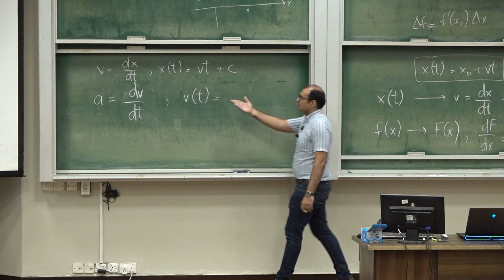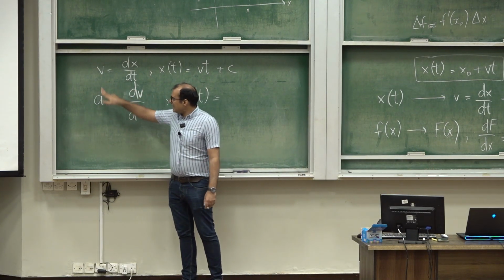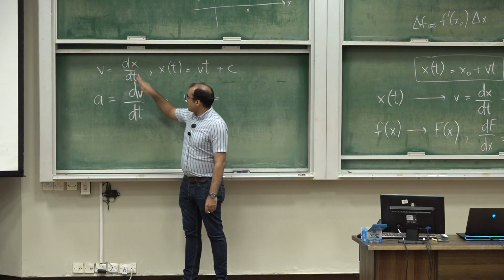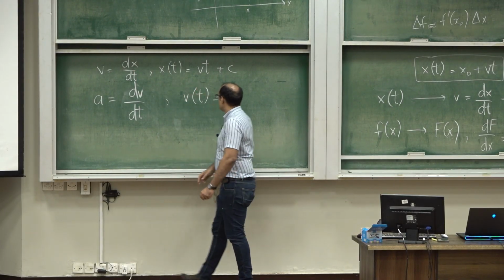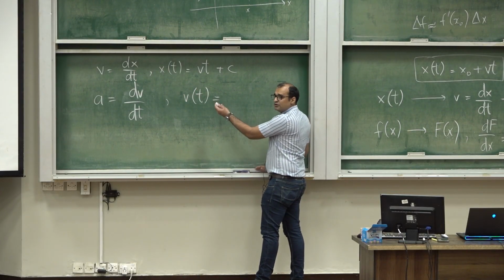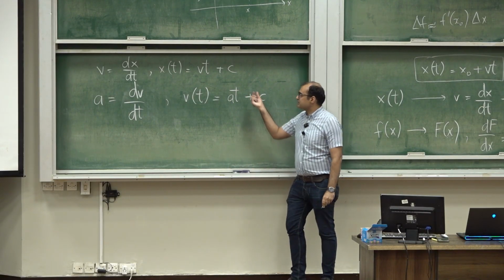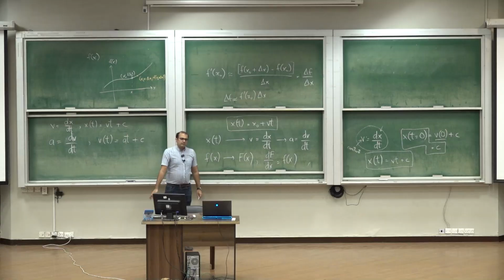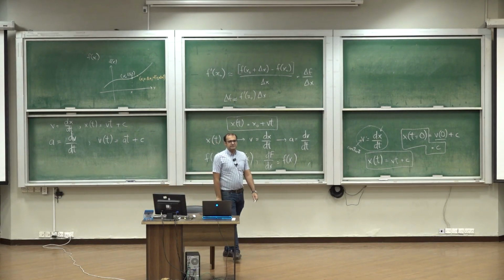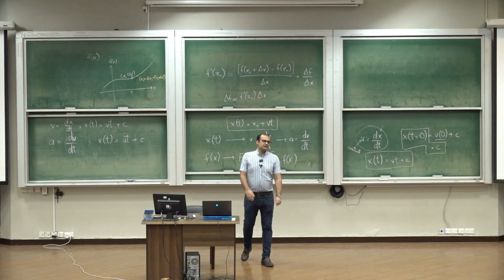So I can just straight away write down the solution. Wherever I see v, I just write a. Wherever I see x, I just write v. So v of t is equal to a t plus a constant. This constant, of course, will not be the same as that constant, but for the sake of simplicity I am using the same symbol. But of course, it's not the same constant.